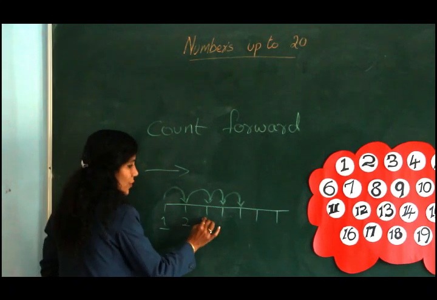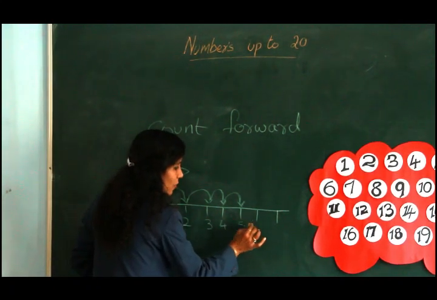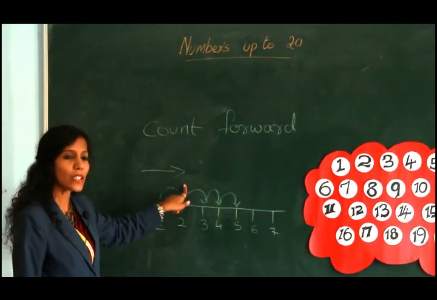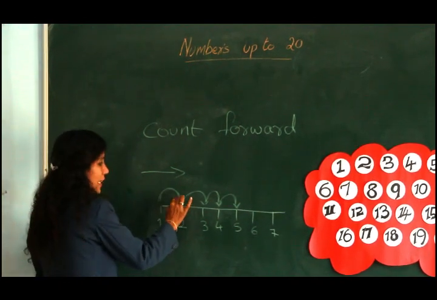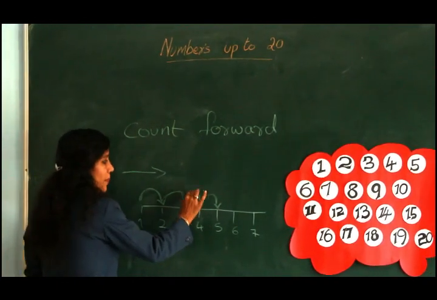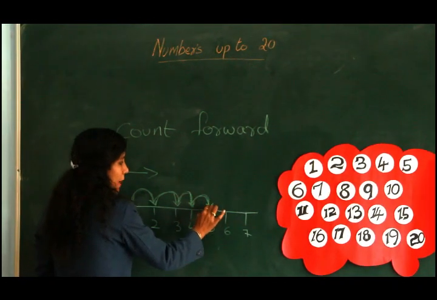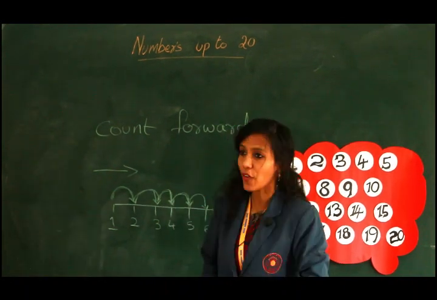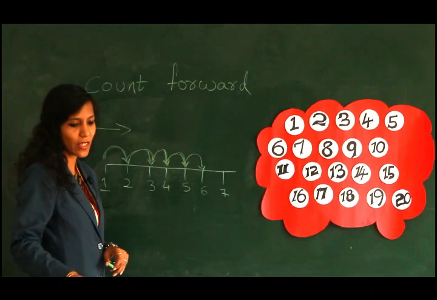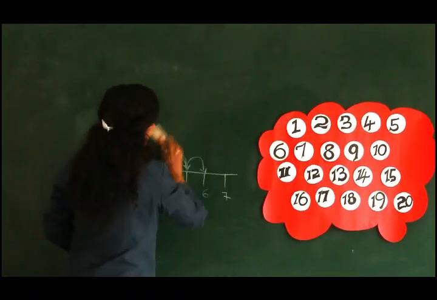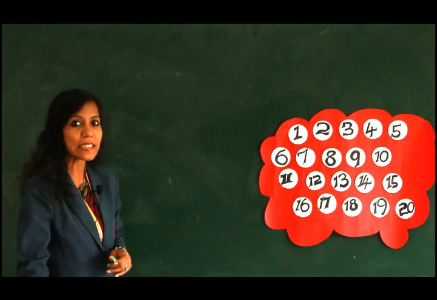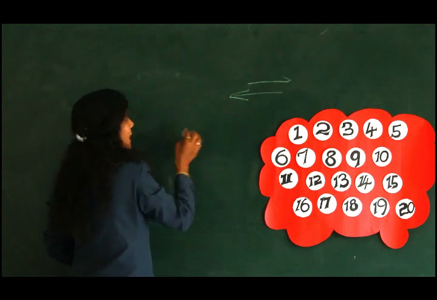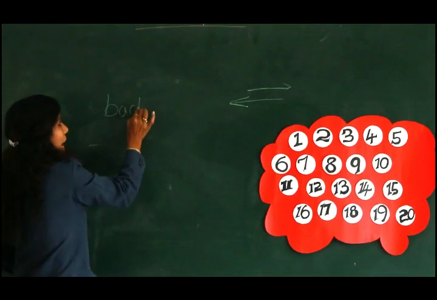So 1, 2, 3, 4, 5, 6, 7. We count forward. This is count forward, going 1 step up, 2nd step up, 3rd step up, 4th step up, 5th step up. So 1 by 1. This is count forward. Now next is backward counting. Let's see how we do backward counting. You have seen your father taking the car in reverse. That is, instead of going front, he goes back.